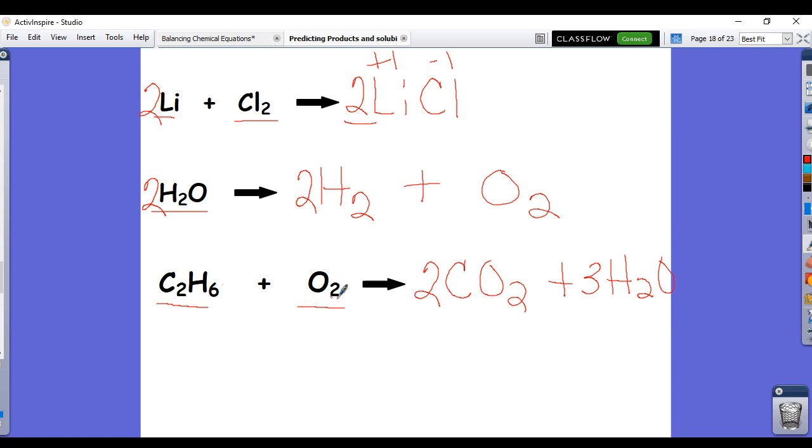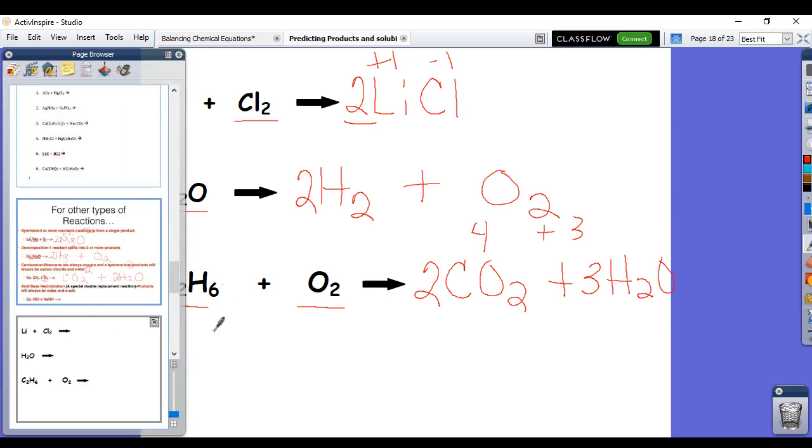On this side we have 2 oxygens. Let's see how much we have on this side. We have 2 times 2, which gives me 4, plus 3 times 1 is 3. Well, that's 7. There's nothing plus or times 2 that will give us 7. So when that happens, that means I am going to have to put a coefficient in front of this C2H6. And then you always start with your lowest coefficient, which is 2.